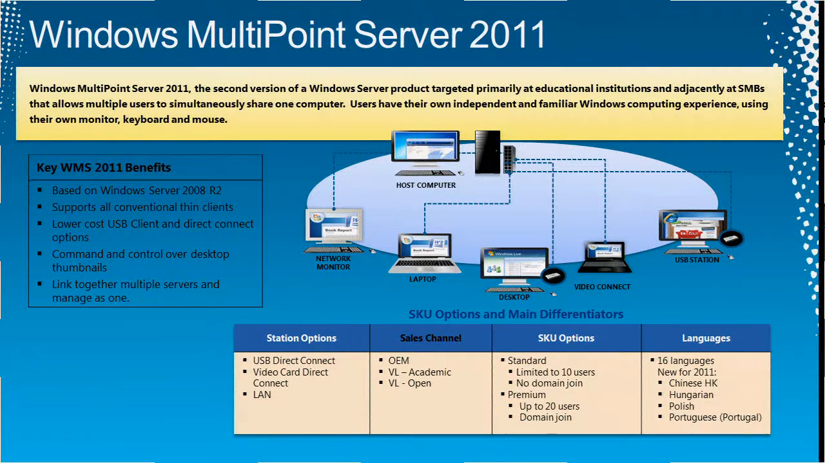You can join it to a domain, and you can have as many users in the domain as you want. It's how many stations can you put on the one box. The pricing works the same as for terminal services. So if you're familiar with how the pricing works for terminal services, it works the same as for Multipoint. You need a license for the server, and then you need a CAL for each of the stations. And the pricing is the same as remote desktop services.